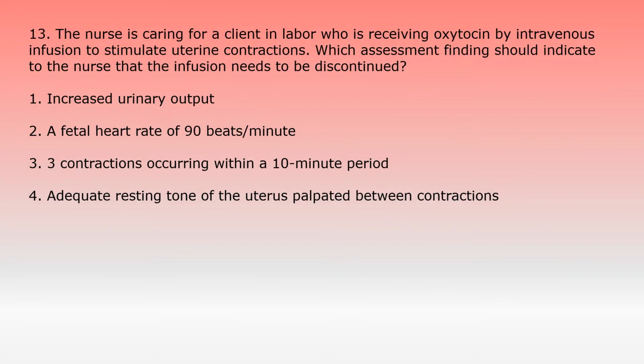13. The nurse is caring for a client in labor who is receiving oxytocin by intravenous infusion to stimulate uterine contractions. Which assessment finding should indicate to the nurse that the infusion needs to be discontinued? 1. Increased urinary output. 2. A fetal heart rate of 90 beats per minute. 3. Three contractions occurring within a 10-minute period. 4. Adequate resting tone of the uterus palpated between contractions.